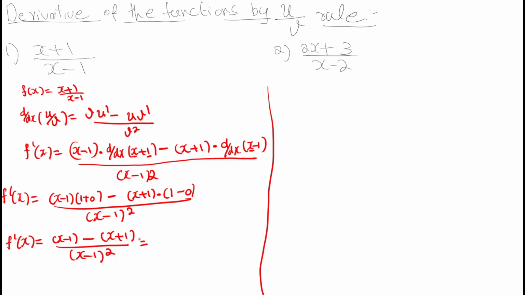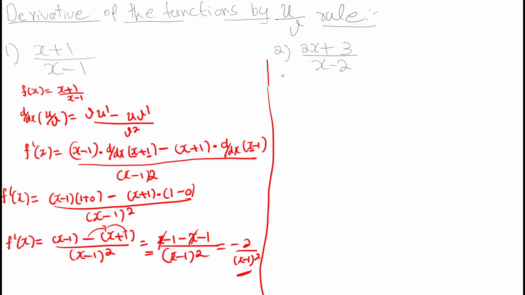So it's equal to x minus 1, minus into x is minus x, minus into plus 1 is minus 1. So x minus x gets cancelled, minus 1 minus 1 is minus 2, and the denominator is x minus 1 whole square. So minus 2 by x minus 1 whole square will be the derivative of the given function.